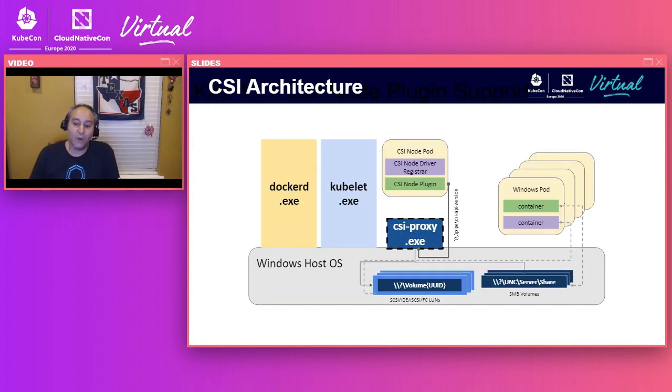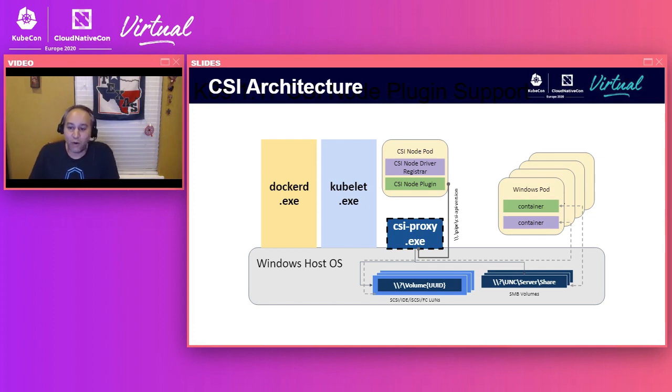Like I mentioned, you have Docker and kubelet and standard components in Kubernetes. And in order for some of the storage-related operations to be handled at the higher privilege that is required, we have this new component called the CSI proxy that is able to make the calls to the storage volumes, to the file system, to the file volumes on behalf of the CSI node pod.